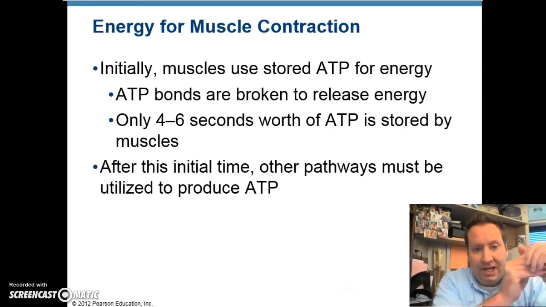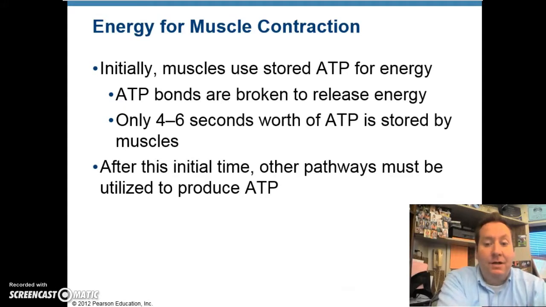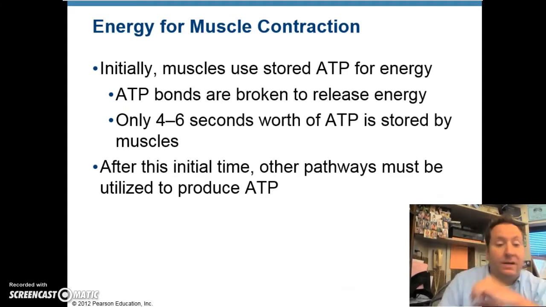Remember, inside of a muscle, you have about 4 to 6 seconds of ATP, and then your body has to find another way to produce ATP, or the skeletal muscle will stop working, and these myosin heads will lock onto that actin, and they'll no longer be able to get off. So your skeletal muscle has to have a way to produce ATP in order for these skeletal muscles to work.